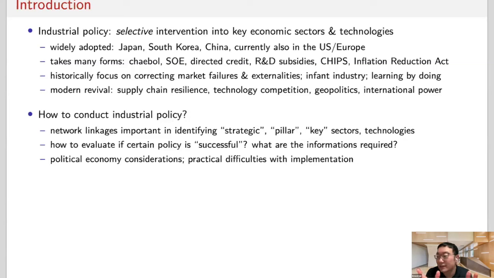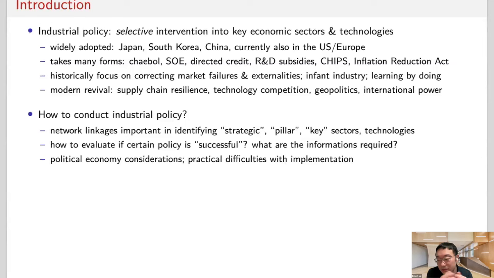So how to conduct industrial policy? That is a question that I will hope to shed some light on in the talk today. Now, conceptually, because economic actors, firms, sectors, technologies, countries, they're all linked with each other through various connections, through input-output linkages, through spillovers, through trade, policy that targets one sector will unambiguously have ripple effects through these linkages that affect many other sectors. So it is important to think about these network linkages when trying to identify the so-called strategic or pillar industries or the key technologies to promote.